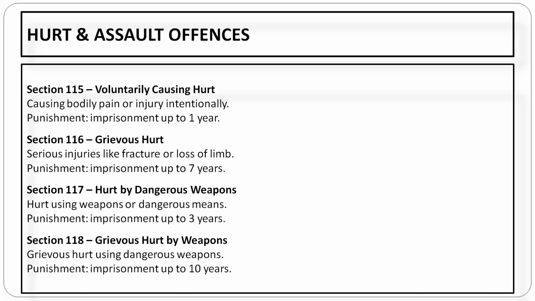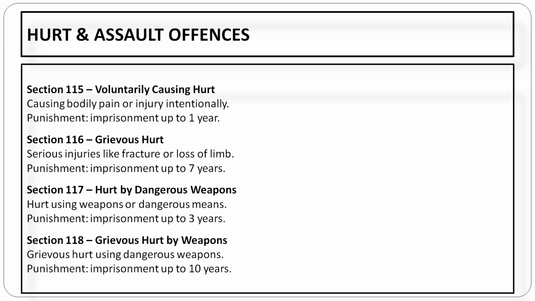Now let us look at hurt and assault offenses. Section 115 deals with voluntarily causing hurt. It applies when a person intentionally causes bodily pain, injury, or harm to another person. The intention to cause hurt is important here. The injury may be simple and not very serious. Even minor physical harm can attract this section. The punishment can be imprisonment up to 1 year.